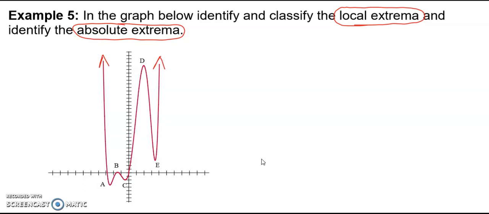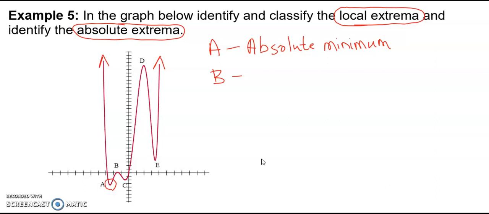So let me see, what would you classify A as? Well, if you look at A, here's A, that point right there. Now it's definitely a minimum, but is it the absolute minimum? Is it as low as that curve goes? Is that the smallest y value on the whole curve? And it looks to me like it is. So that would be an absolute minimum right there.